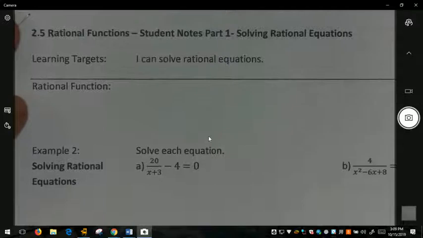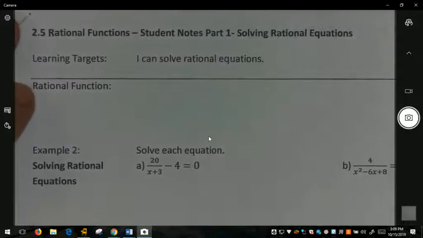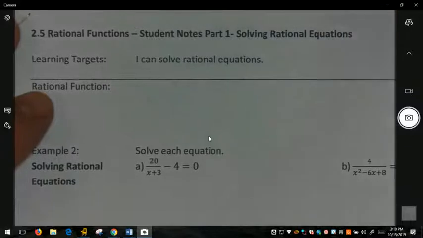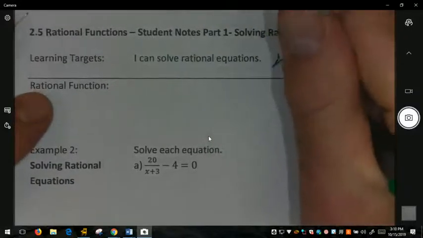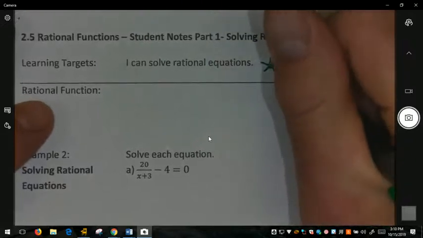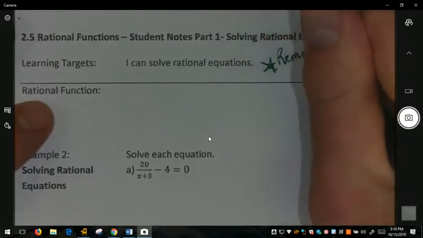Student Notes Part 1. The learning target for this part of the lesson, Lesson 2.5, is that you can solve rational equations. It's important to note that just like with radical equations, we must always remember to check for extraneous solutions.